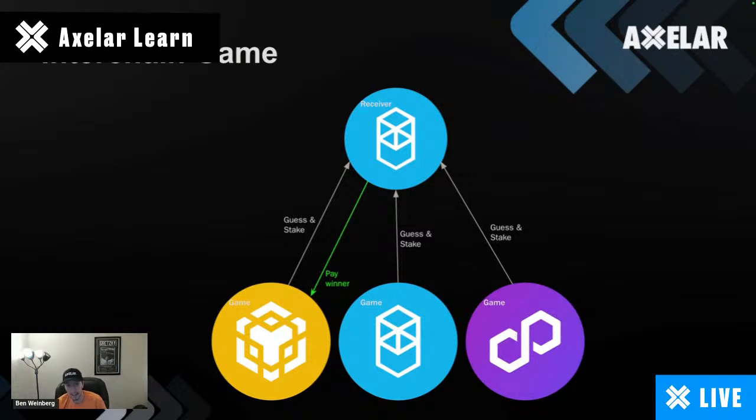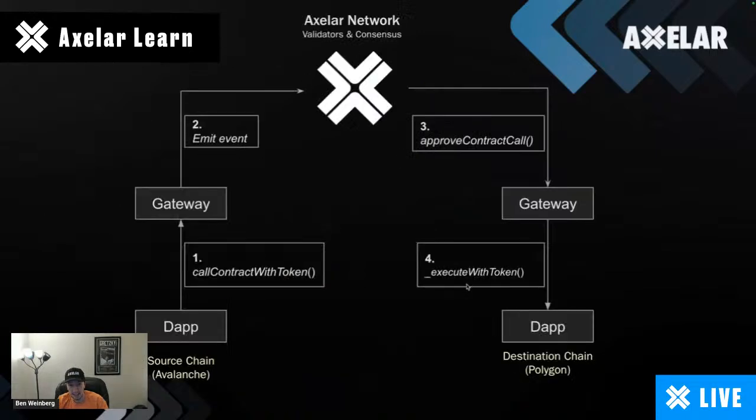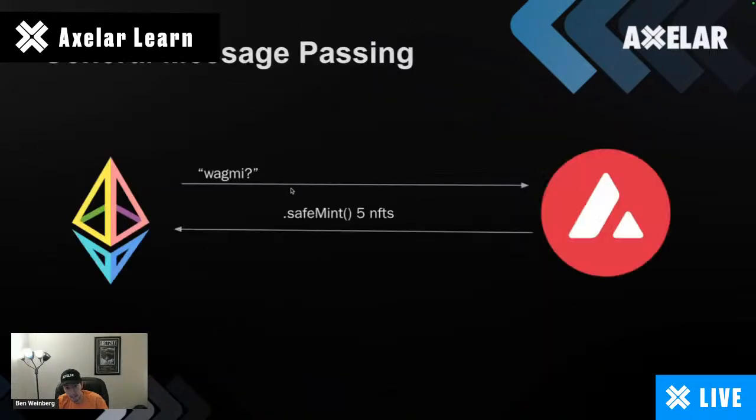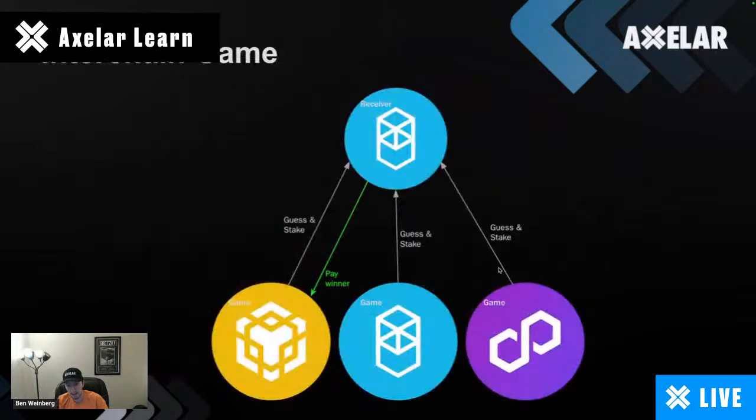In other words, the number which you're guessing between 1 and 6, that is going to be your GMP message that you're sending between the chains. And in addition to the guess that you're sending as your GMP message, you're also sending some funds to go to the pot. We'll also be on BNB doing the exact same thing. So you can guess and stake from BNB.